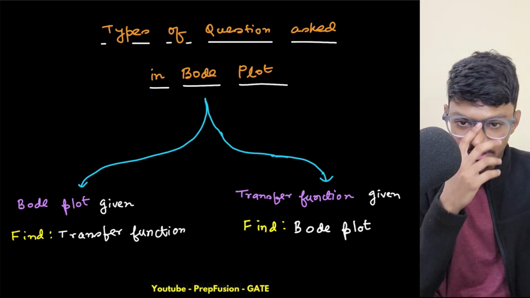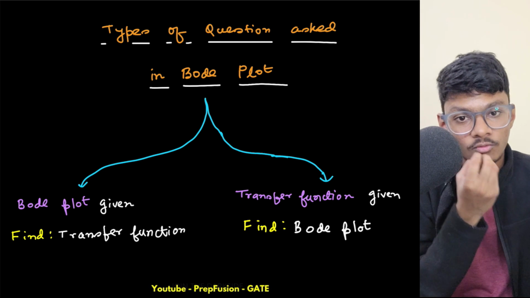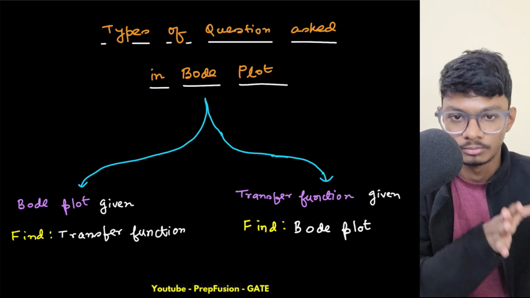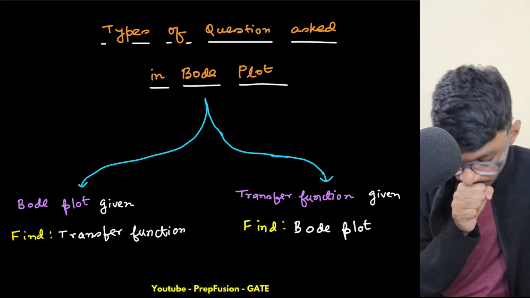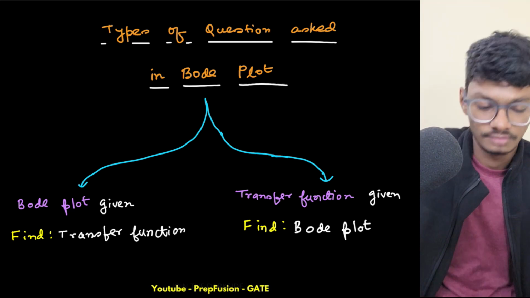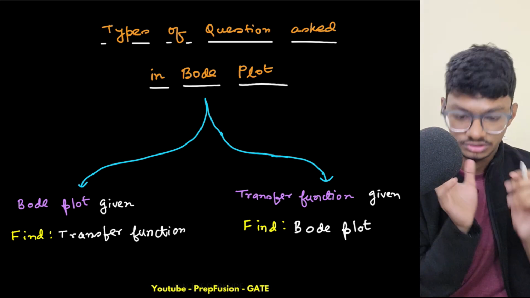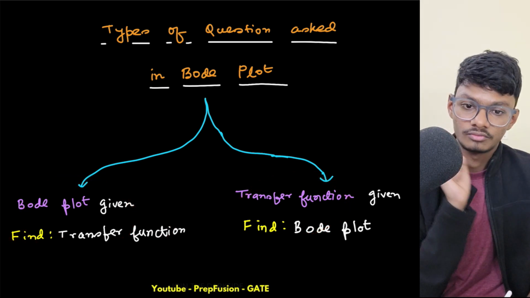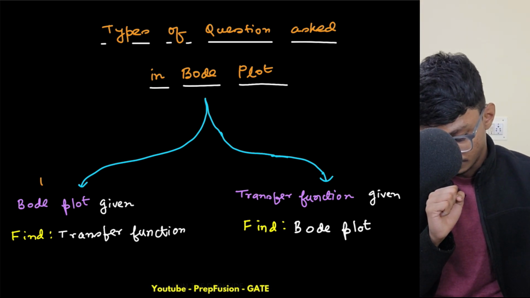Before starting lecture 3, the main point I want to tell is what type of questions will come in this chapter. Until now we have plotted the Bode plots for a few transfer functions, but largely, two types of questions can mainly come from Bode plot. There are also a few miscellaneous topics, but the major portion is these two topics.